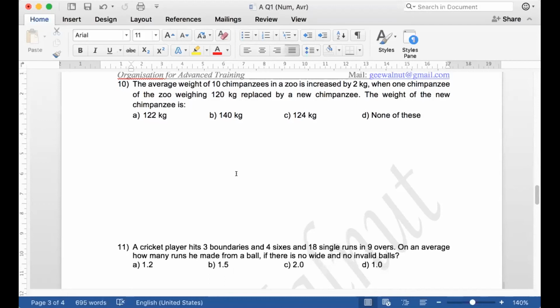Average weight of 10 chimpanzees. So take a look at it. If you apply the same logic we used in the previous question, you'll get the answer pretty quick. You don't need to do a lengthy calculation. So I see the answer from Paulvin. Anybody else?